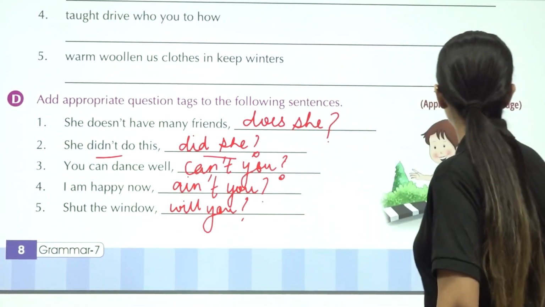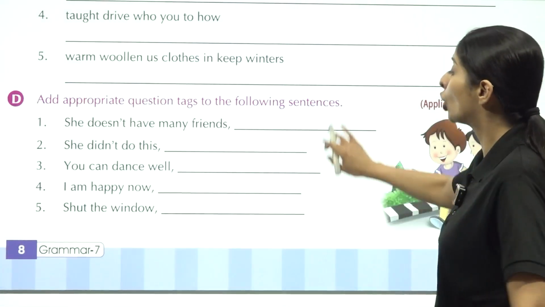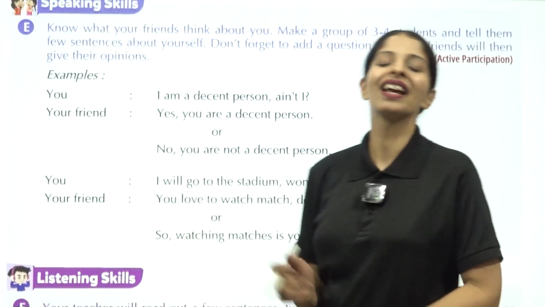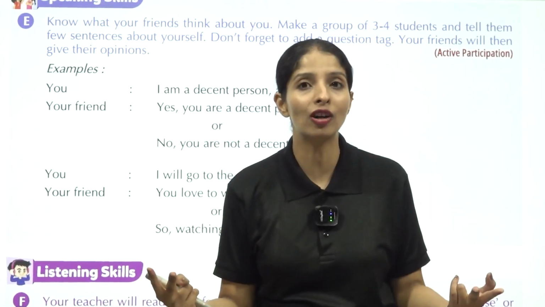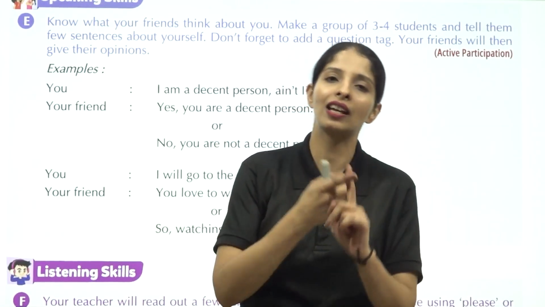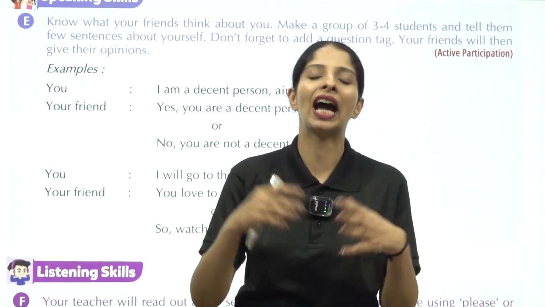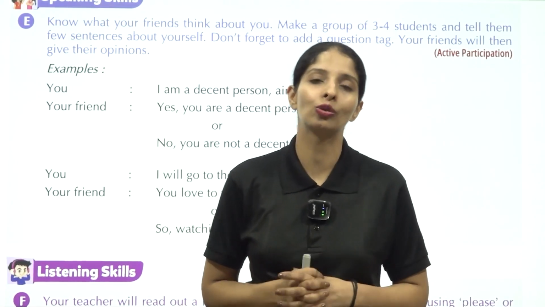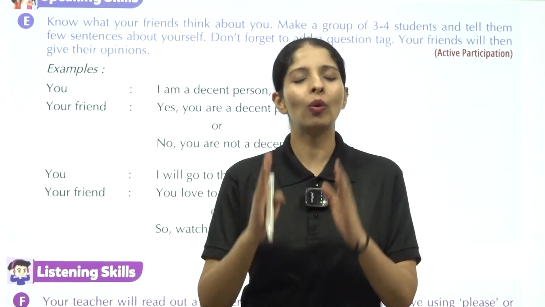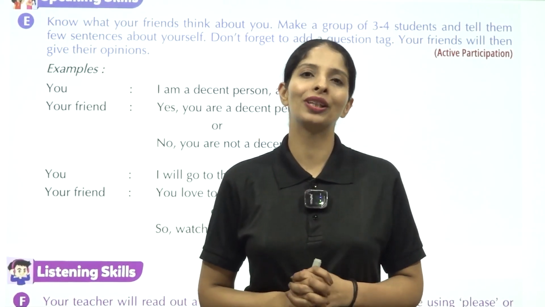So children, this is about the chapter where we talked about sentences. I hope you understood that there are two main parts of a sentence: a subject and a predicate. Then we have different kinds of sentences, then how to add question tags to the sentences. With this children, this is the end. I'll see you in the next session.